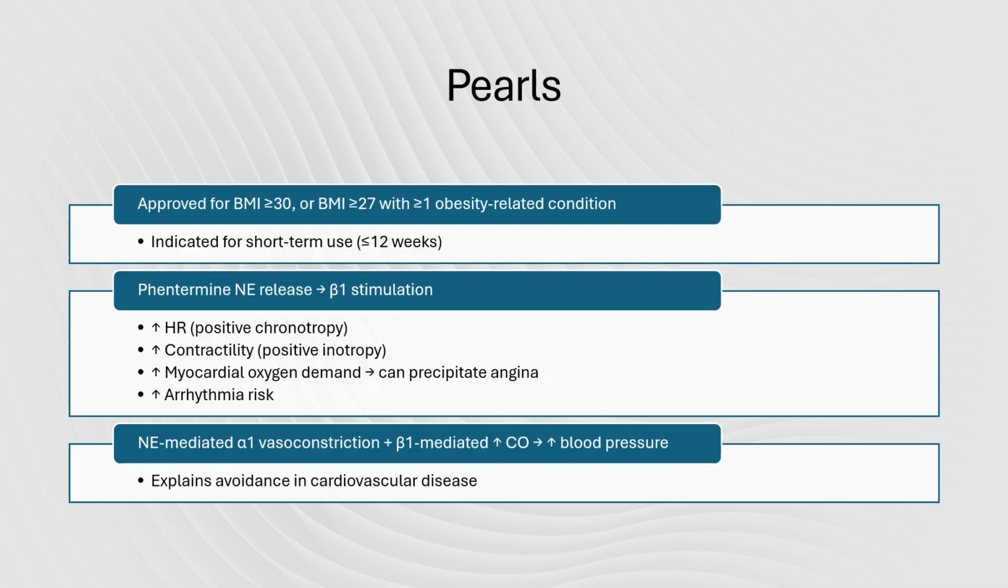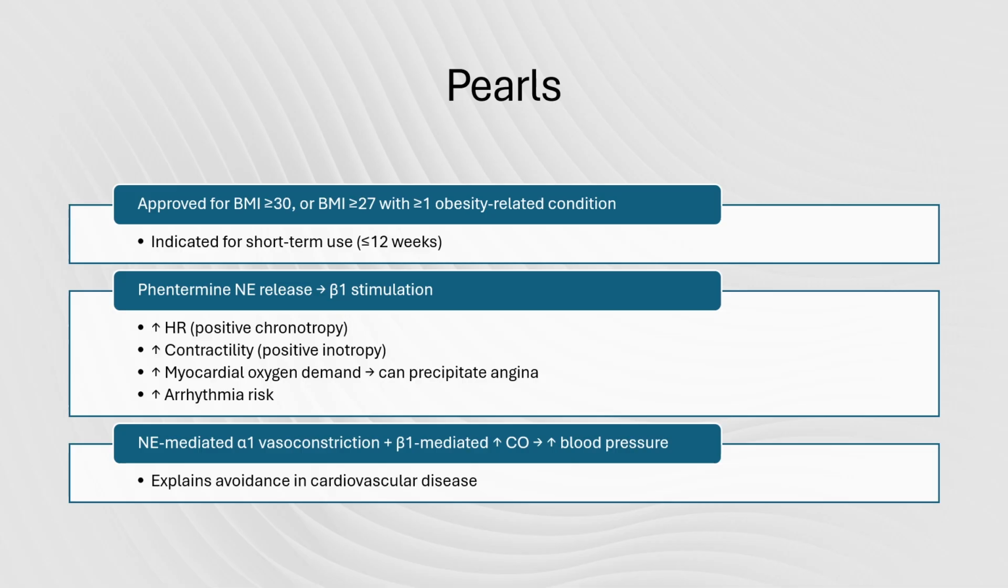These medications are approved for patients with a BMI of 30 or higher or a BMI of 27 or higher with at least one obesity-related condition. It's important to remember that these medications are approved for short-term use up to 12 weeks. Let's review some of the adverse effects, warnings, contraindications, and drug interactions from my previous slides.